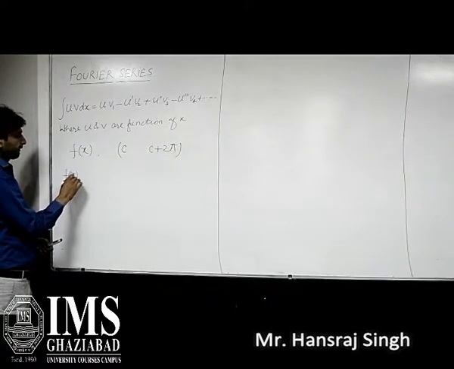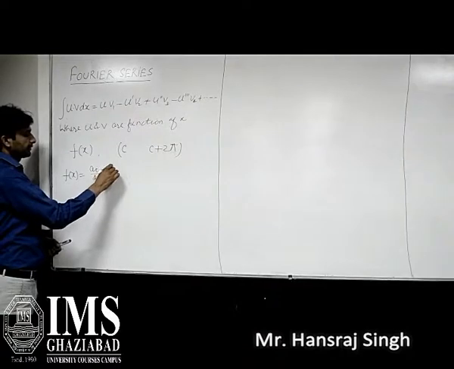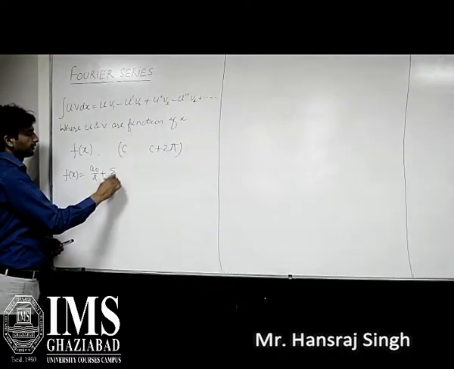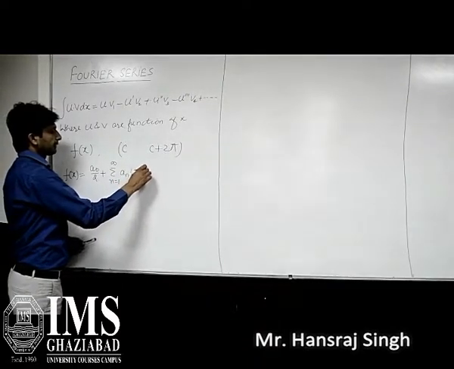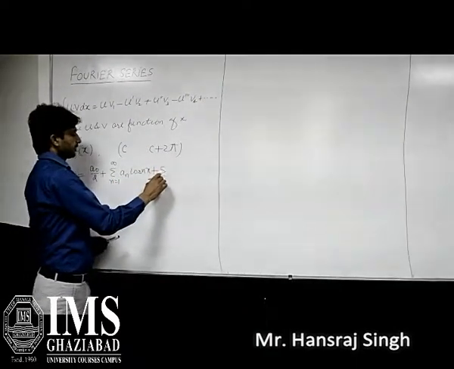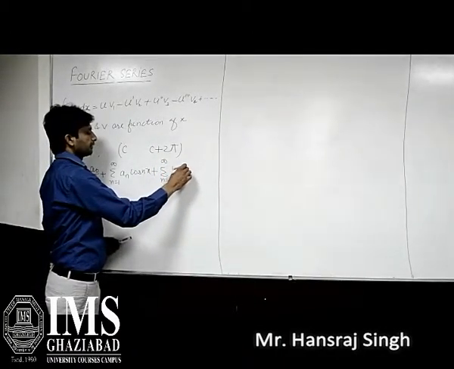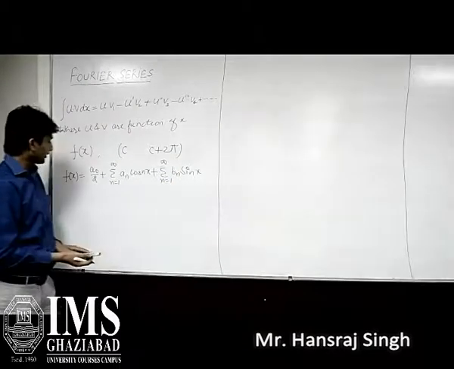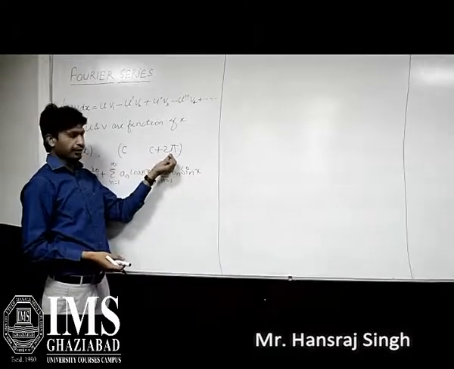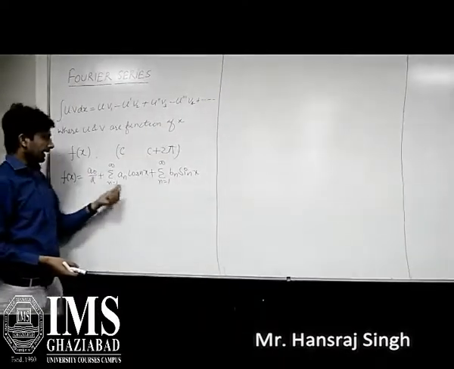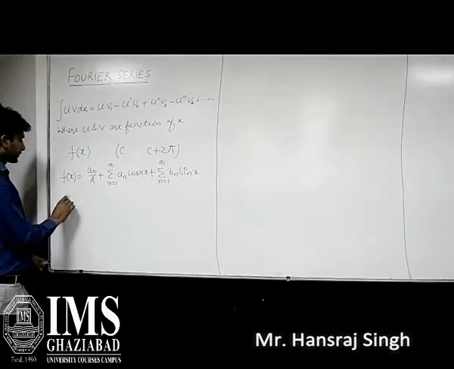f(x) is equals to a naught upon 2 plus summation of n equals 1 to infinity a n cos nx plus summation of n equals 1 to infinity b n sin nx. So this is the expression of a Fourier series of a function f(x). This is defined in the interval c to c plus 2 pi, where a naught, a n and b n are the Euler's constants, which are evaluated by the given formulas.